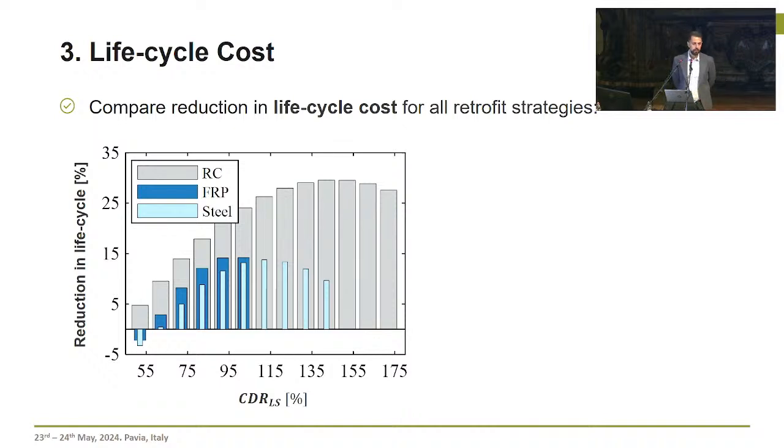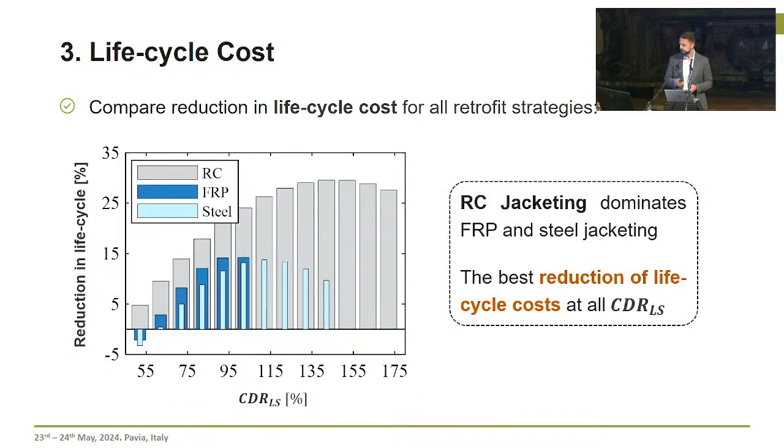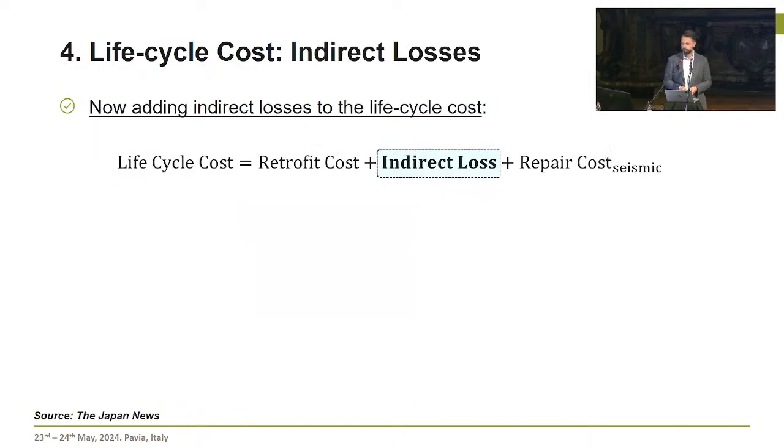Now, let's look at this figure, which compares at different levels of capacity demand ratio for all the strategies. And what we saw here is that RC jacketing is the dominant. It's better than the other two strategies at all capacity demand ratio levels. So in this case, if your target is just to optimize life cycle cost, then RC jacketing is the best choice.